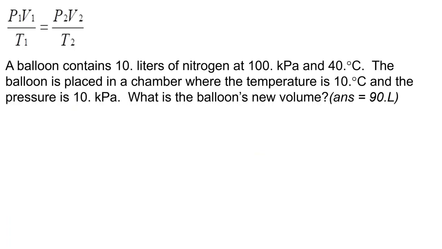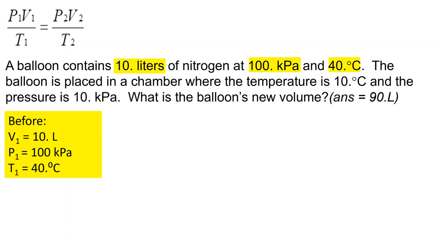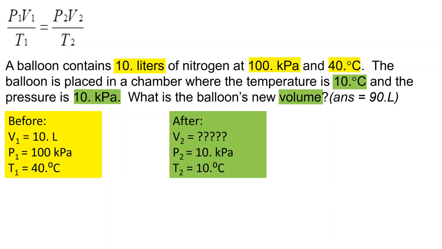A balloon contains 10 liters of nitrogen at 100 kPa and 40 degrees Celsius. The balloon is placed in a chamber where the temperature is 10 degrees Celsius and the pressure is 10 kPa. What is the balloon's new volume? So, my before conditions, I identify those in yellow. I identify my after conditions in green. So now I'm ready to put all of it into an equation.